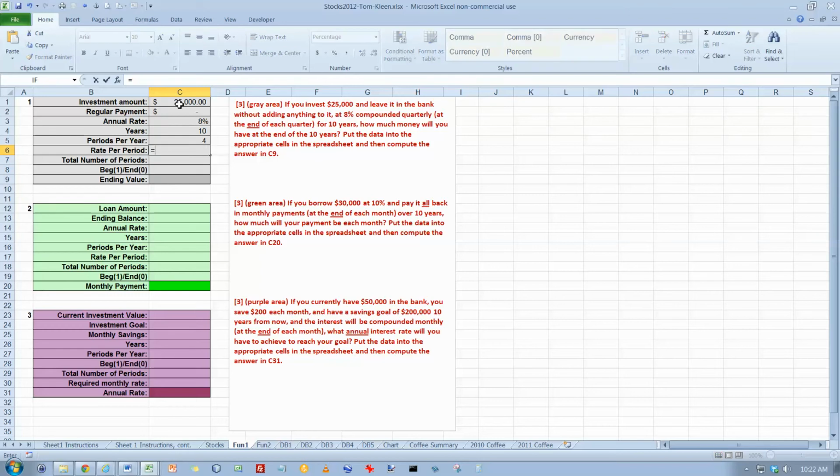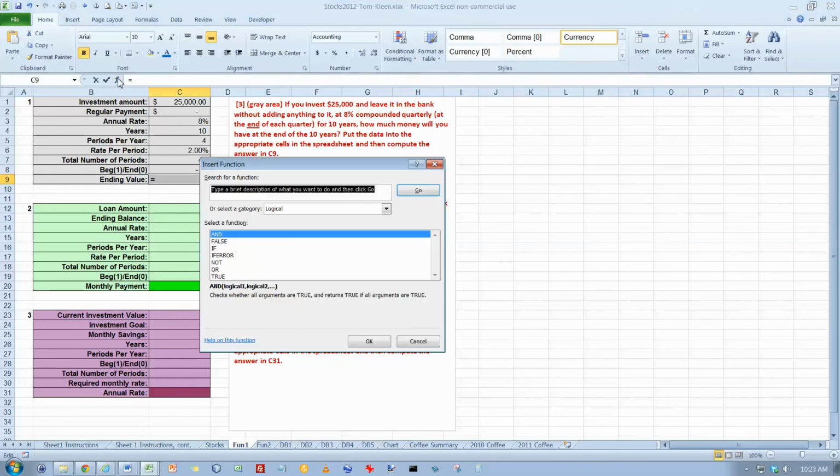Total number of periods is going to be number of years times periods per year, and I just put that in the wrong place. Rate per period, let's do a Control Z. Total number of periods is going to be years times periods per year. And it says this is the end of each quarter, which is a 0. What's the ending value going to be? This is a future value problem if we're asking for ending value.